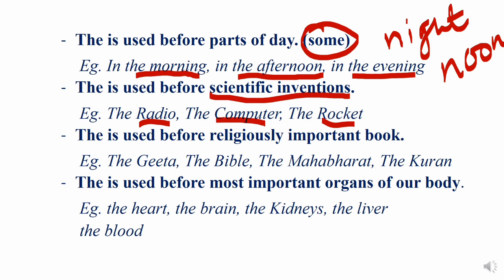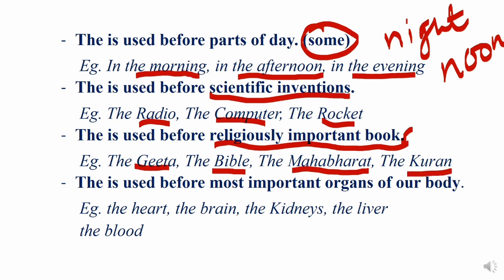The next rule says the is used before religiously important books. Here the s is missing. The is used before religiously important books. Example: the Gita, Hindus' religious book; the Bible, the Christian people's religious book; the Mahabharata, famous Hindu religious epic. In the same way, the Quran, it is the religious book for the Muslims. So before the religiously important books, we use the article.